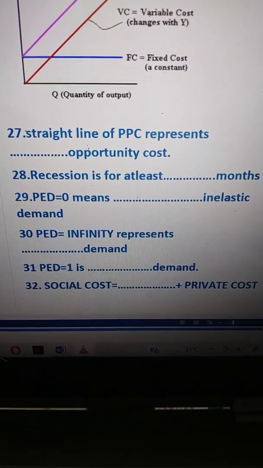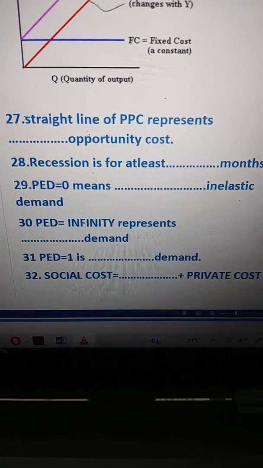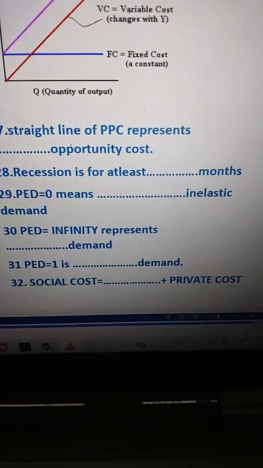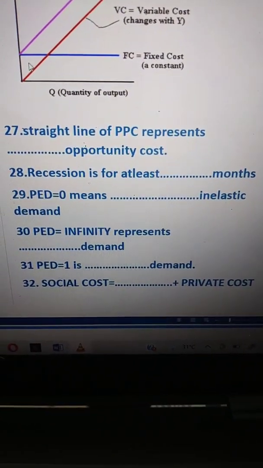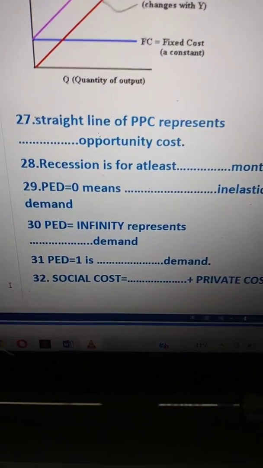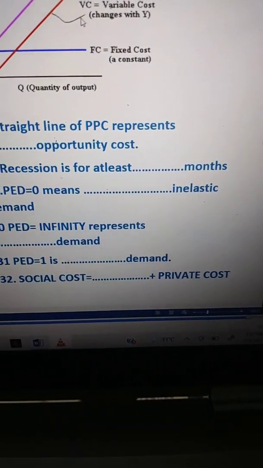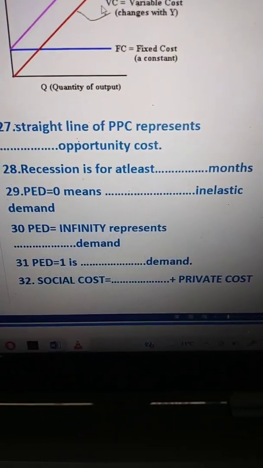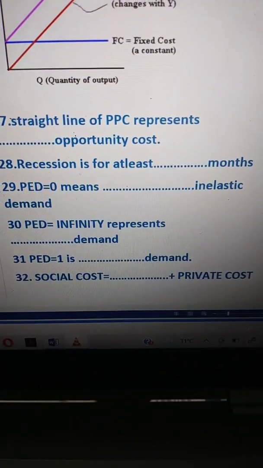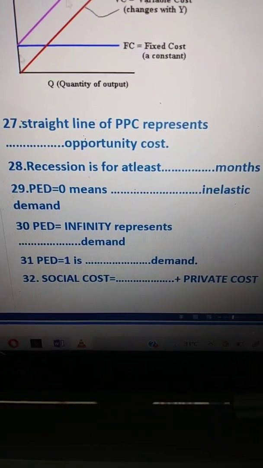PET is equal to 1. Here's dash demand, that is number 31. Unitary elastic demand, very good. Number 32. Social cost is equal to external cost plus the private cost. Great.